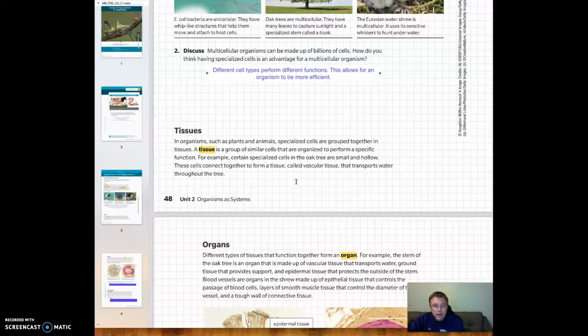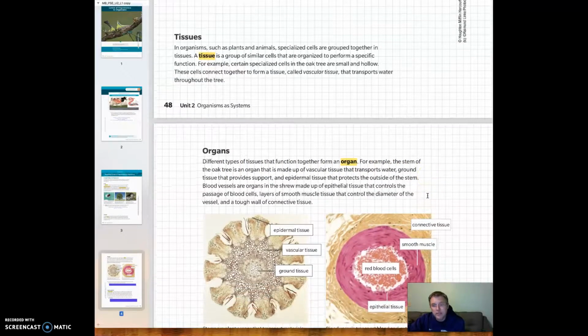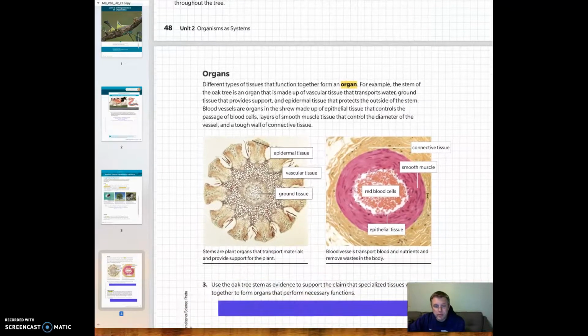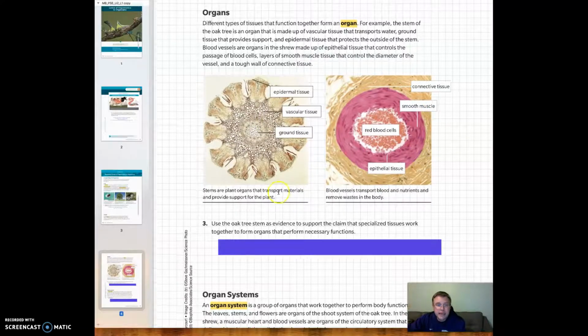And if we keep going, we get to organs, okay? So we put cells together to get tissues. You put tissues together and you get organs. So it says different types of tissues that function together form an organ. So cells, tissues, then organs. A little comparison here they have between some organs in a plant versus blood vessels, which technically are an organ that you would see in an animal.